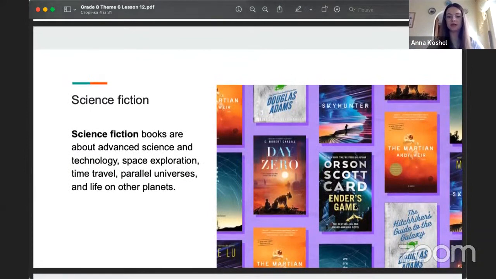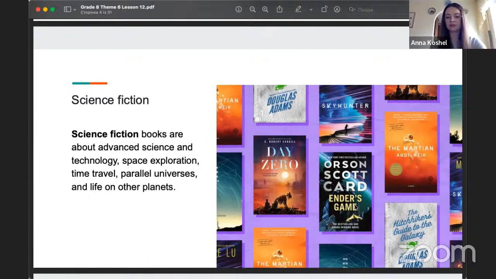Speaking about fiction, by the way, there is another genre that we are going to take a look at. That's science fiction. From the name, we can assume that it's about science, so things that are connected with scientific technology, and so on. Here you can see the general explanation. These are the books about advanced science and technology, space exploration, time travel, parallel universes, and life on other planets.